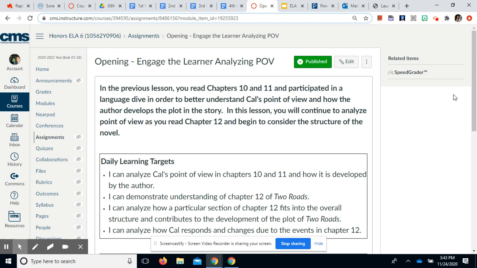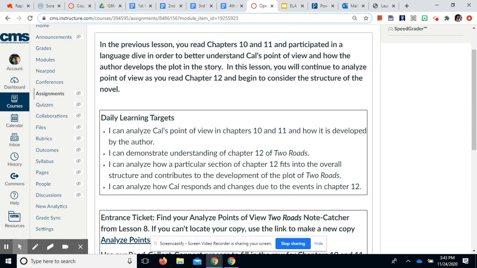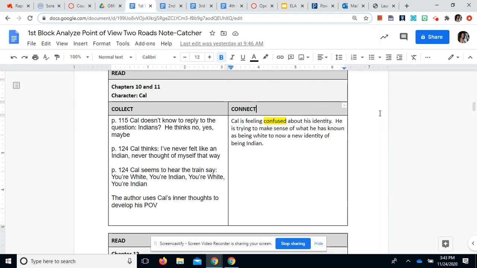I can analyze Cal's point of view in chapters 10 and 11 and how it's developed by the author. I can demonstrate understanding of chapter 12 of Two Roads. I can analyze how a particular section of chapter 12 fits into the overall structure and contributes to the development of the plot. And I can analyze how Cal responds and changes due to the events of chapter 12. And then they wanted us to add to the analyze point of view note catcher.